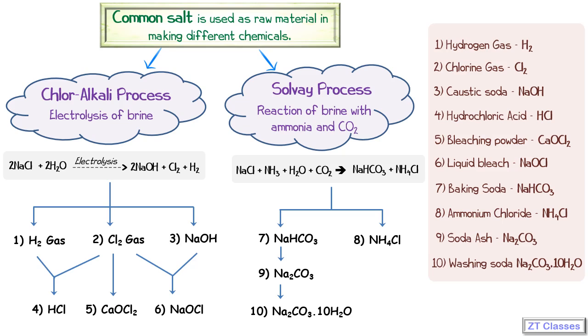Again, all the products can be divided into two categories: products obtained directly or indirectly from the chlor-alkali process, and products obtained from the Solvay process. The products related to the Solvay process which we have talked about are sodium bicarbonate, that is baking soda, sodium carbonate, which is soda ash, and sodium carbonate decahydrate, which is washing soda.